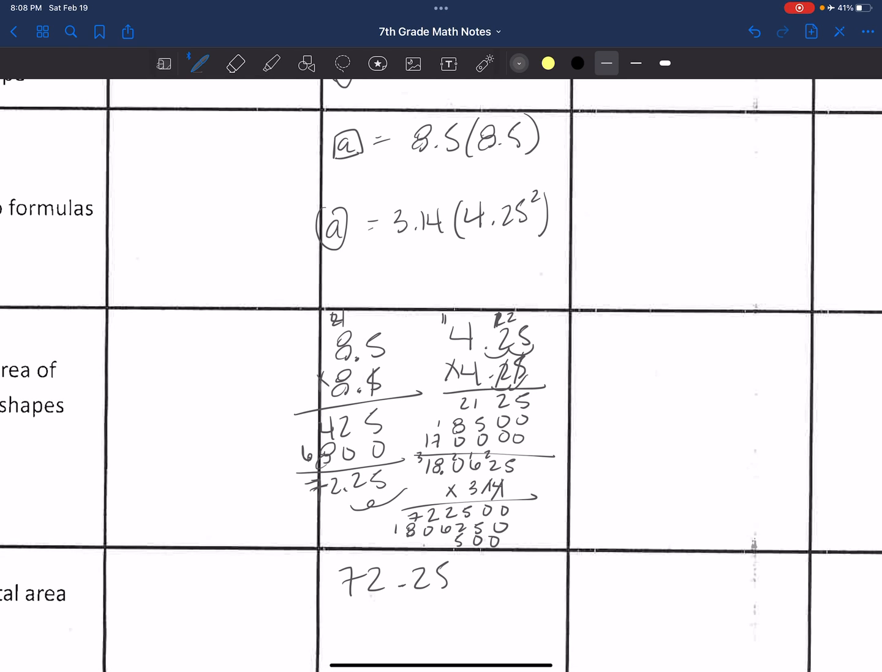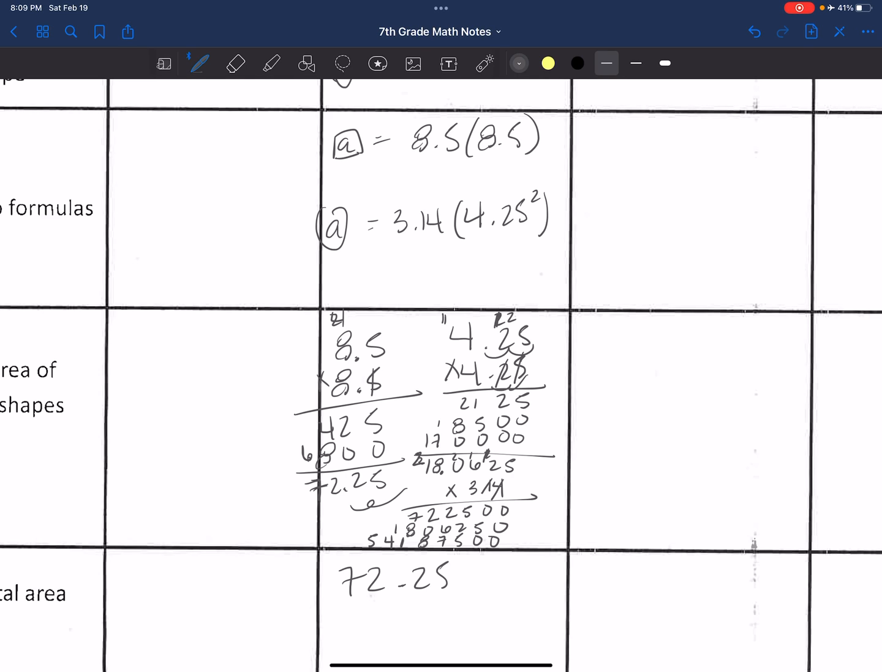See, this is why I do not like circles. 5 times 3, 15. Carry the 1. 2 times 3 is 6. Plus 1 is not 6, it's 7. 6 times 3 is 18. Carry the 1. 0 times 3 is 0. Plus 1 is 1. 8 times 3 is 24. Carry the 2. 1 times 3 is 3. Plus 2 is 5. Now we add all this up.